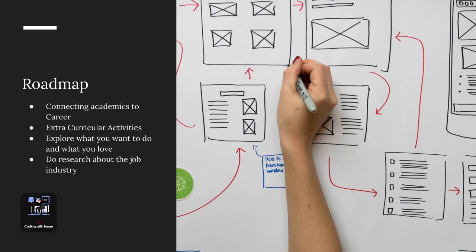I've actually talked about this, like extracurricular activities: explore what you want to do and what you love, and basically you have to do some research about the job industry, what the industry is actually demanding from you, right? So if you have that skill, or if you have that knowledge, that's what the industry is actually demanding, okay?